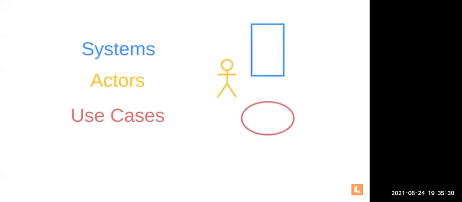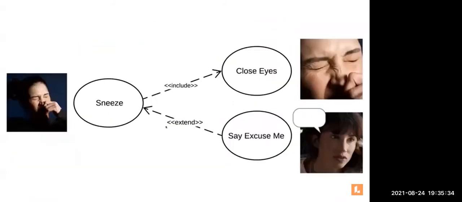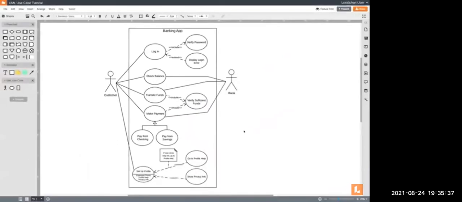I'll be teaching you everything you need to know about UML use case diagrams. We'll start with a high-level overview, then we'll talk about systems, actors, use cases, and relationships. And finally, we'll build an entire use case diagram together and go over examples to explain these concepts in depth.